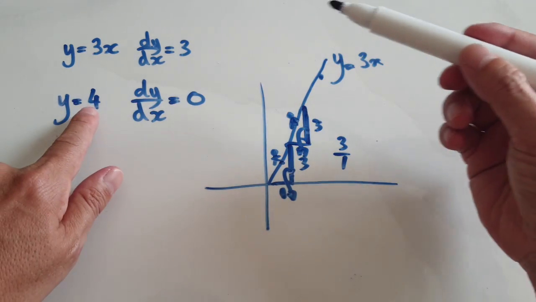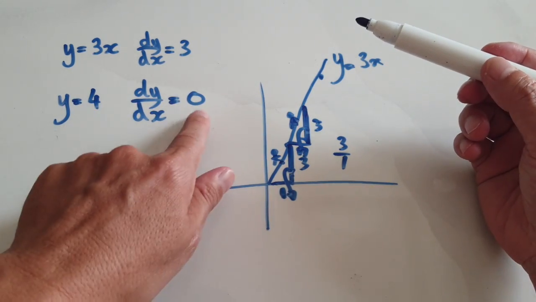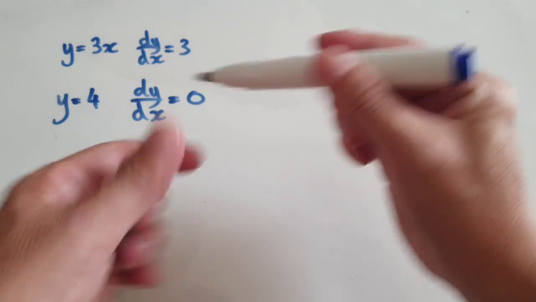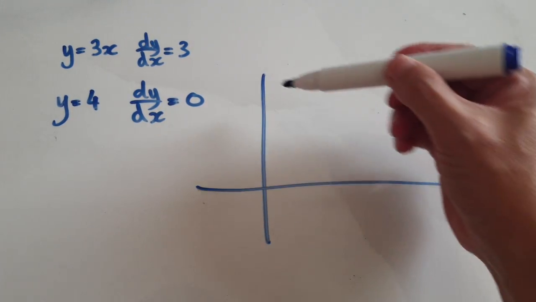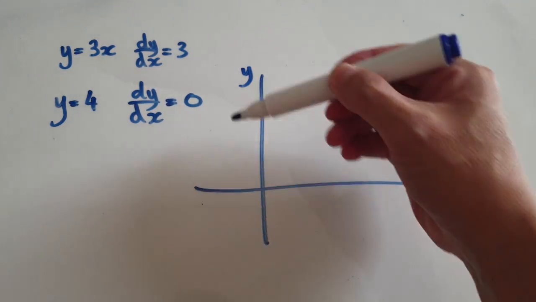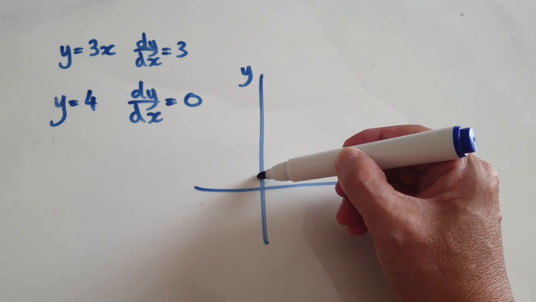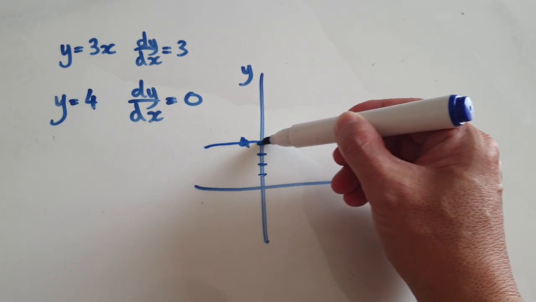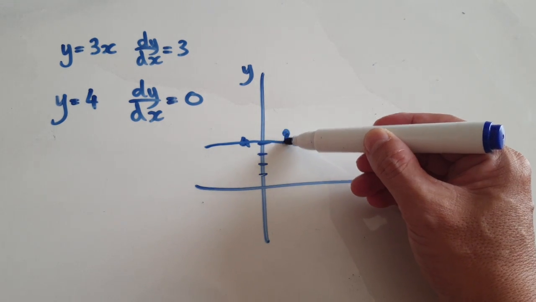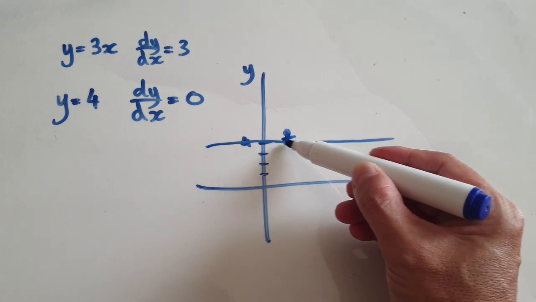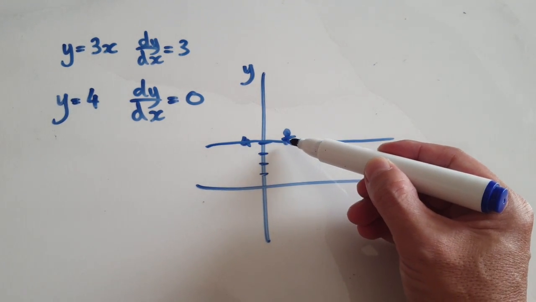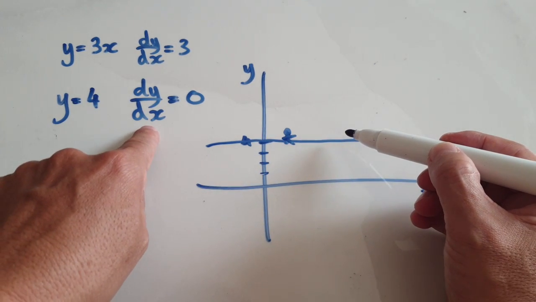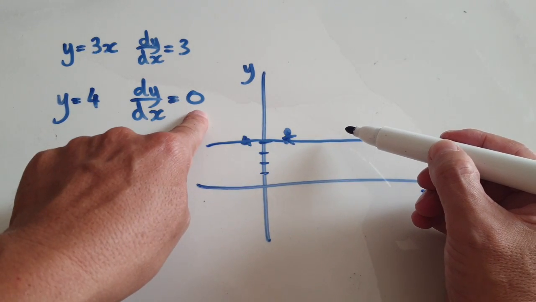And why is it that when you differentiate a constant, the gradient is 0? Well, if you look at the graph, y equals 4, so this is your x and y axis, 1, 2, 3, 4. Well, y equals 4 looks like this. Well, imagine you're standing here. Are you walking uphill or downhill? Well, there is no gradient because it's flat. So that's why your gradient dy by dx is 0.